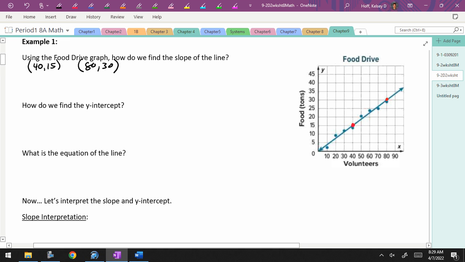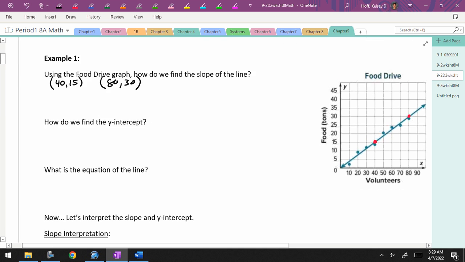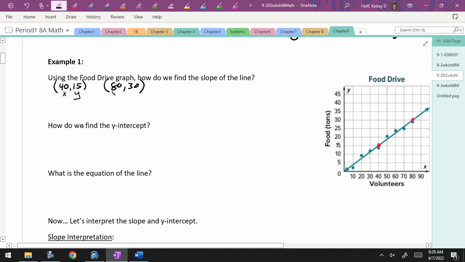Which letter goes on top? Y on top. When we find the slope, the y goes on top. So we're going to go 15 minus 30, divided by 40 minus 80. Very good.